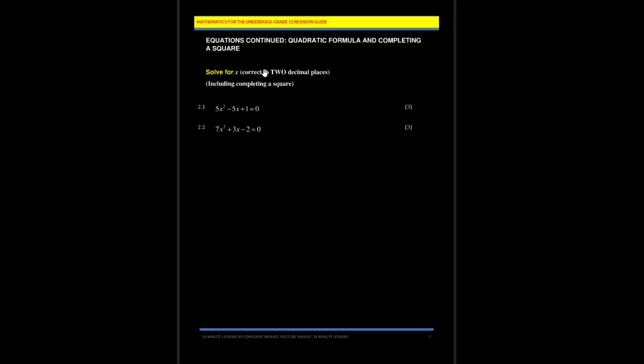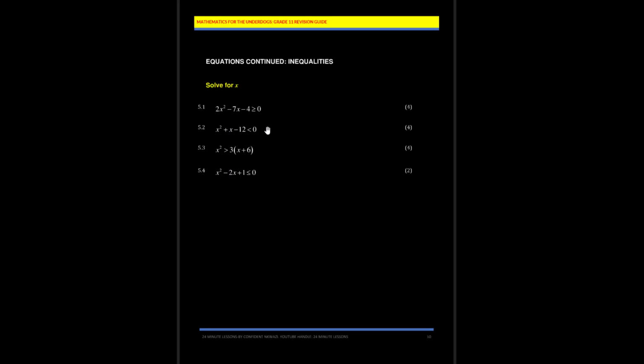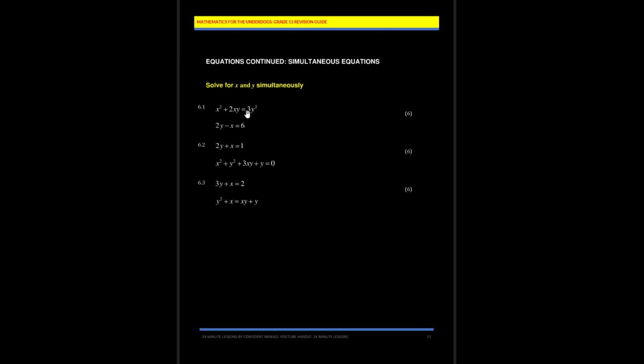We're going to complete a square and use the quadratic equation, and then we continue in another lesson whereby we're solving equations involving square roots. All these are the lessons. Then there will be another lesson of exponential equations. There will be another lesson of inequalities. There will be another lesson of simultaneous equations.